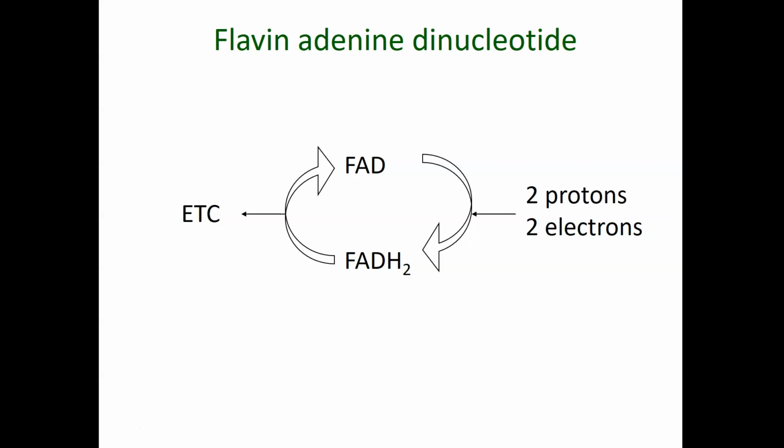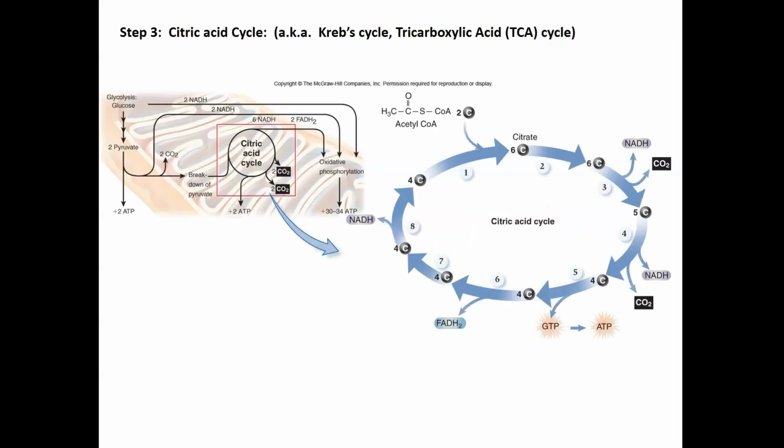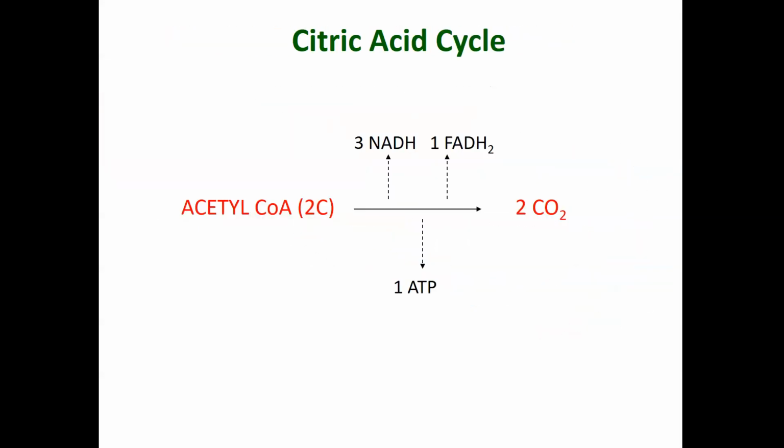And just to clarify, I've talked quite a bit about NADH, but FADH2 is also a high energy electron carrier, and just like NADH, it's going to be carrying those electrons to the electron transport chain and dropping the electrons off there. All right, so again, in summary, for each acetyl-CoA, we're making 3 NADHs, 1 FADH2, 1 ATP, and 2 CO2.